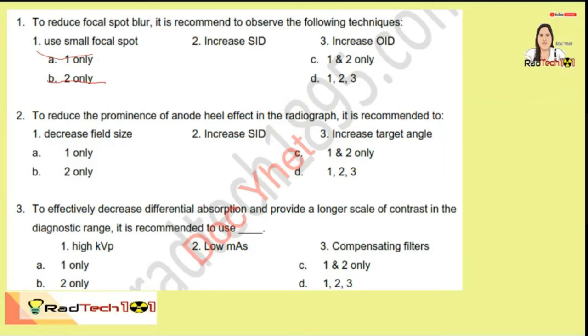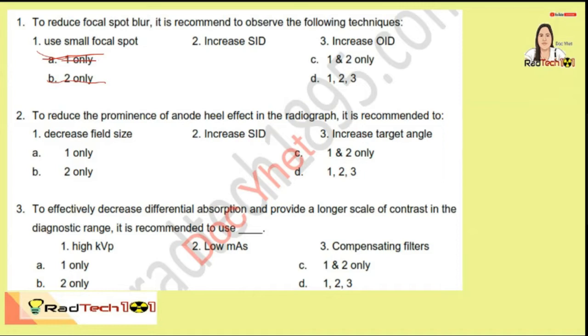So next, increase the SID. So di ba, sabi natin, we should maximize our SID or the distance from the tube to the image receptor. So para maiwasan din yung magnification. Kasi pag masyadong malapit yung ating tube sa ating IR and also sa ating patient, magkakaroon ng magnification, which will also result in blurring of the image. So correct ang increased SID. So lahat ng may 2, tama. 1 and 2, tama. So ito tama siya. So ito wala na. So ito na lang yung dalawa yung pipilian natin, C and D.